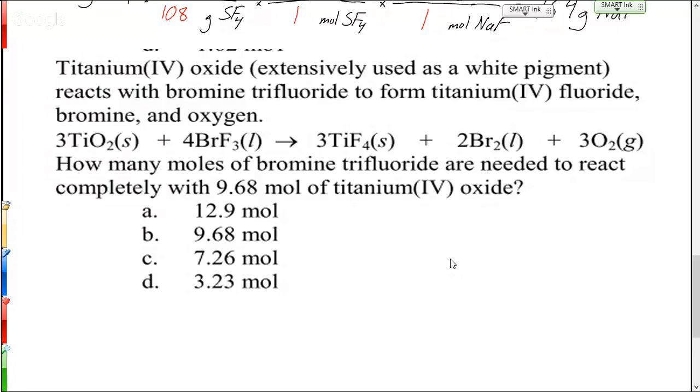When you encounter these in a multiple choice format, we'll talk about this, but sometimes you can even do them without calculation. But go ahead and try to do the calculation on this one just for practice.